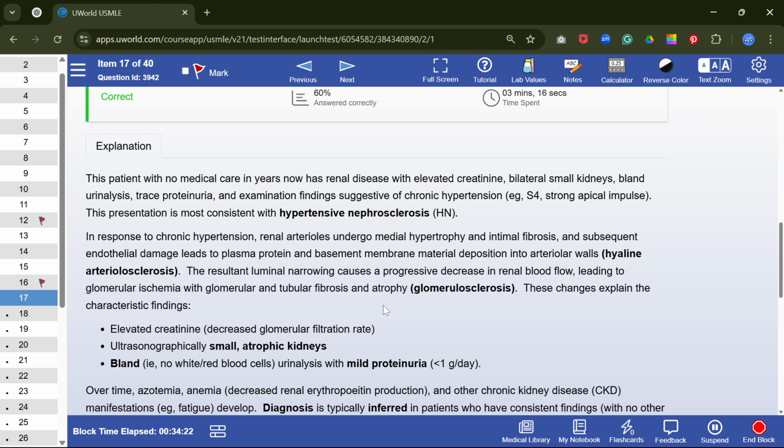The resultant luminal narrowing causes a progressive decrease in renal blood flow, leading to glomerular ischemia with glomerular and tubular fibrosis and atrophy, glomerulosclerosis. These changes explain the characteristic findings: elevated creatinine, decreased GFR, ultrasonographically small atrophic kidneys, bland urinalysis with mild proteinuria less than 1 gram per day.